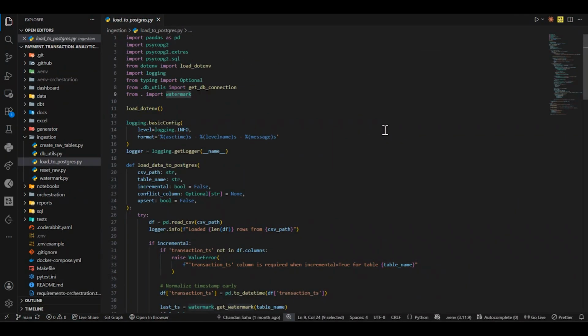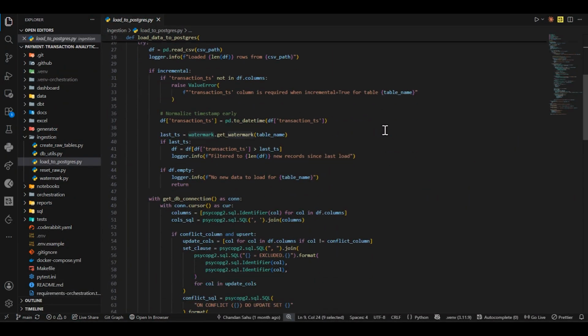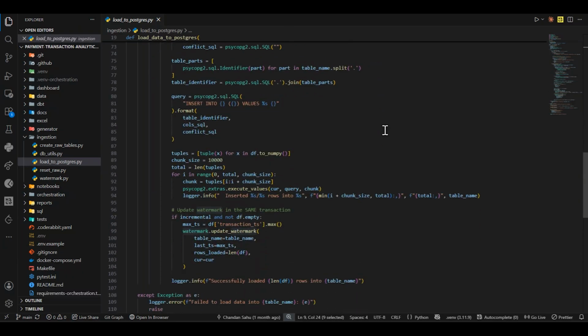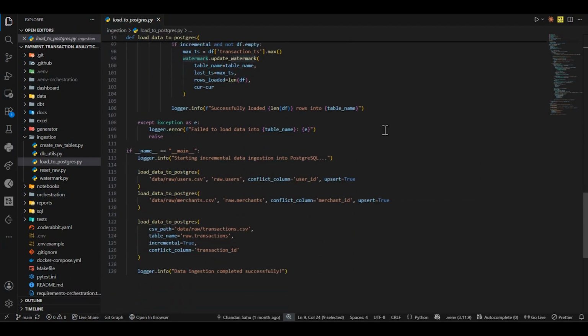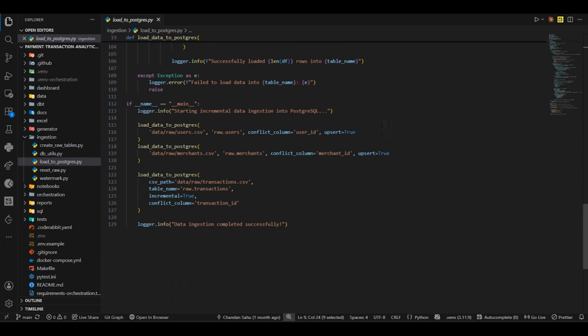On the ingestion side, there are no full table rewrites happening. The watermark just reads the last loaded timestamp, pulls in only the new records from the CSV, loads them in chunks of 10,000 rows, and commits the watermark update in a single transaction. So it's incremental, it's idempotent, and we can rerun it safely without ever double loading the data.